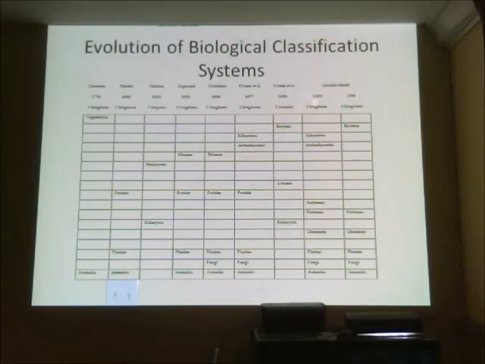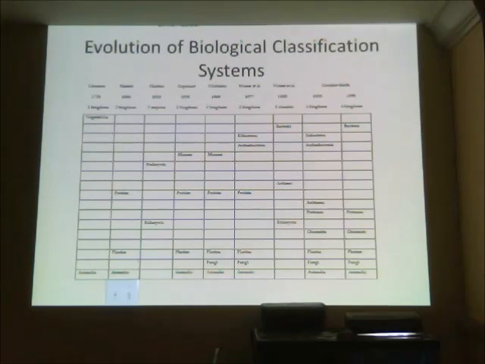Cavalier Smith in 1993 devised an 8-kingdom system, which he revised as a 6-kingdom system in 1998. So here you've got Eubacteria and Archaebacteria, the same things you have here, then Archaea, Archozoa, Protozoa, Chromista, Plantae, Fungi, and Animalia. And this 6-kingdom system is pretty much what's in use now from 1998.